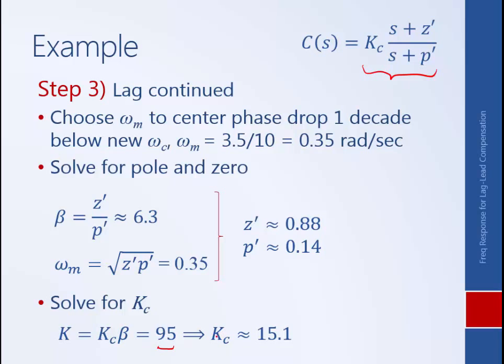And so in order to solve for Kc, we simply take the 95, divide through by the beta, which is 6.3, and we arrived at a Kc of 15.1. So that is our lag compensator.